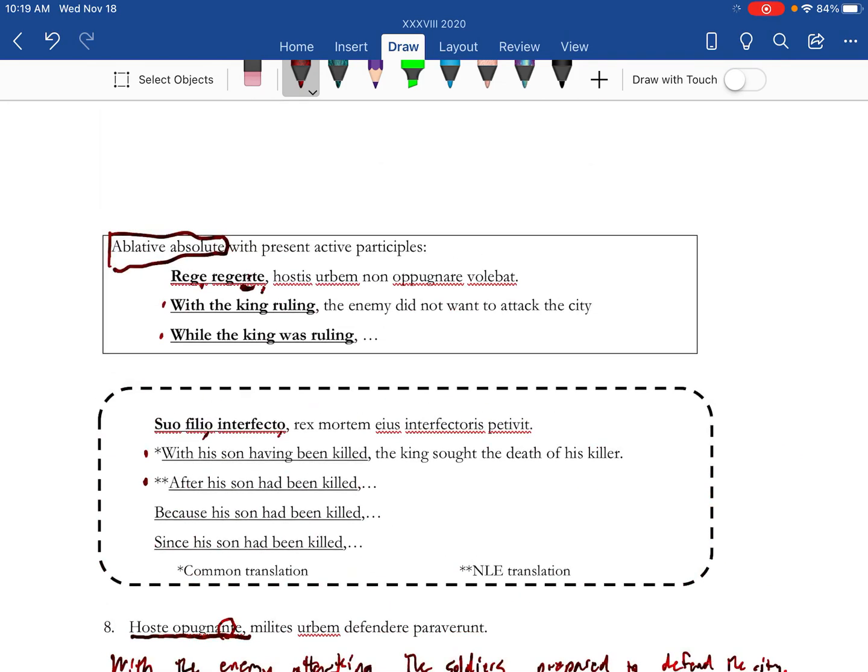All right, so you got your perfect passive and present active participles. You now have ablative absolute, and we'll continue to work with this.